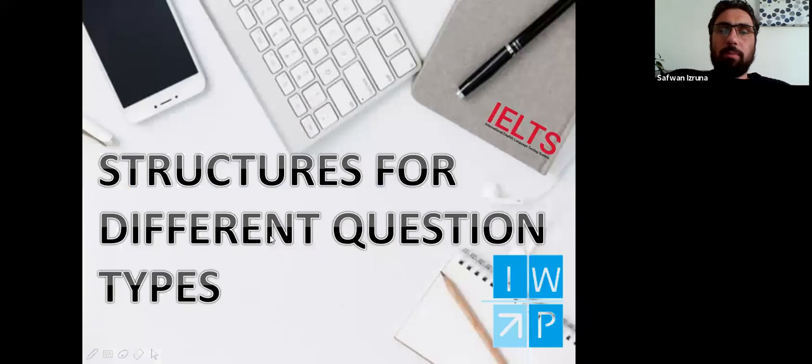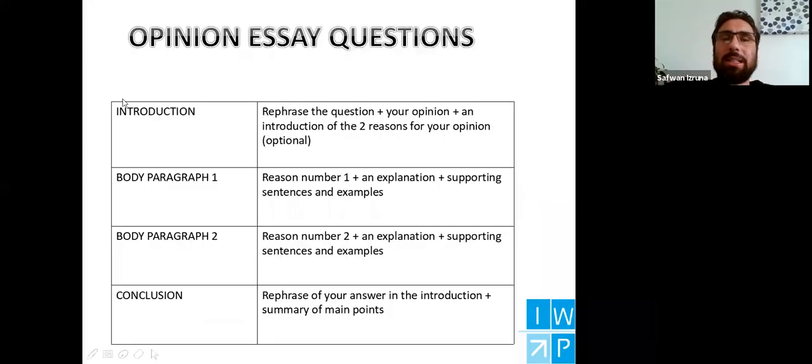Okay, so let's take a look at structures for different question types. First of all, we have opinion essay questions. In the introduction, we're going to rephrase the question. So we're going to rephrase the statement that is given to us, plus give our opinion, whether we agree or disagree, or whether we think it is a positive development or a negative development. Whatever our opinion is, we can present it.